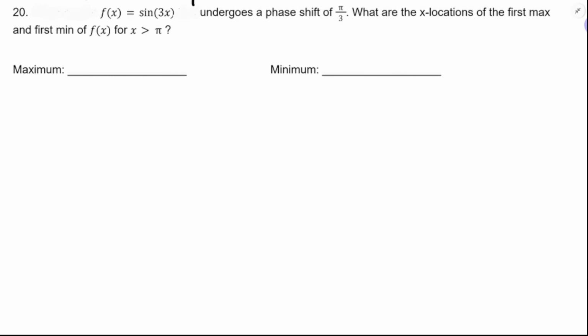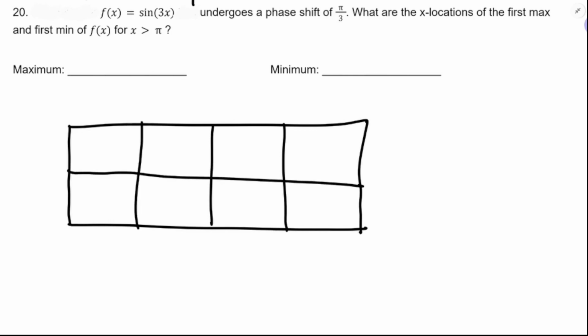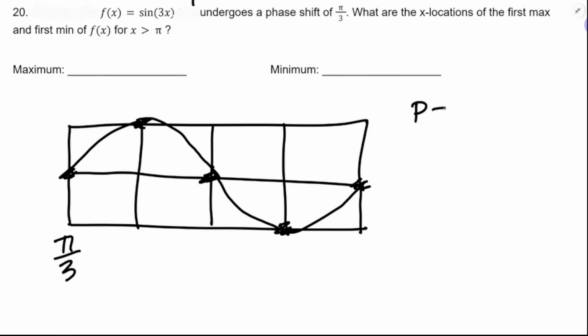So it undergoes a phase shift of pi over 3. Let me draw this a little bit better. That'll work. Sine of 3x. This is still just a regular sine, so I'm going to still draw the same window as usual. And, okay, it undergoes a phase shift of pi divided by 3. The period is equal to 2 pi divided by b, which is 3. So I add 2 pi over 3 to pi over 3, and I get 3 pi over 3, which is 1 pi.